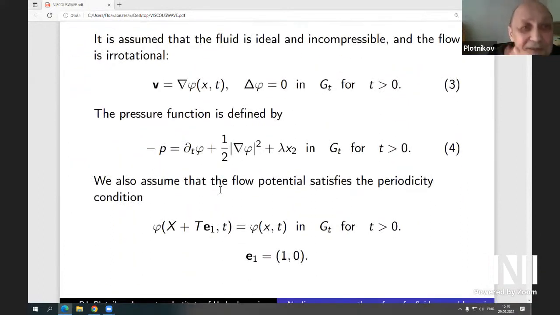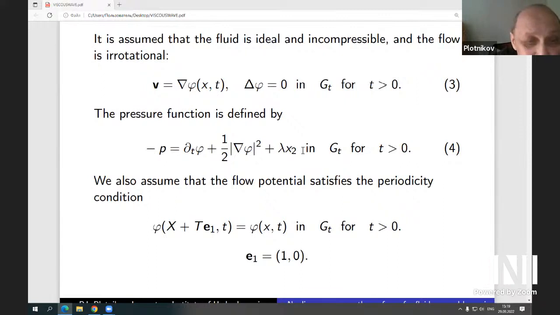It is a standard assumption that the velocity of the fluid is irrotational and incompressible, and then the velocity v is completely defined by the velocity potential phi, and phi is a harmonic function in the flow domain. The Cauchy-Lagrange integral gives the expression for pressure, written in formula 4 here. I only note that the pressure is defined up to an arbitrary function f of the temporal variable. But without loss of generality, we may assume that this function is just zero.